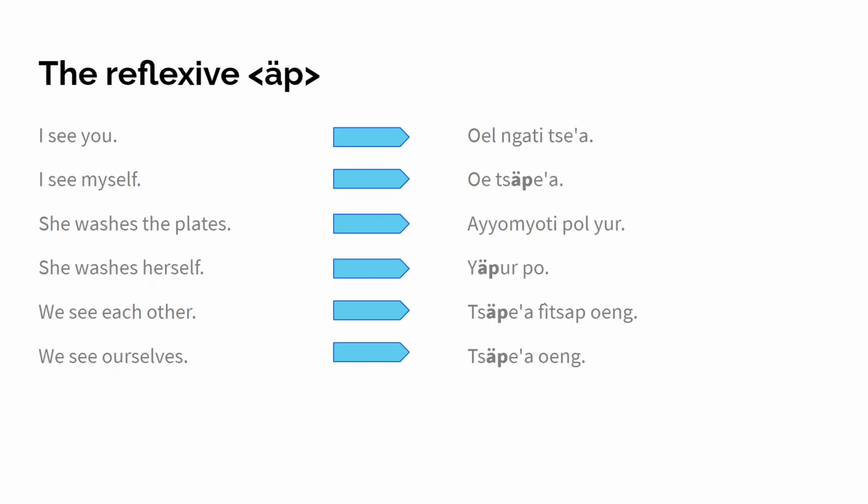If we want to say that something happens to each other, then we use fits up. We see each other. CPA fits up when. If we leave out the fits up, also if we just say CPA when, then it means we see ourselves. So I see myself and you see yourself. So the fits up is actually important.